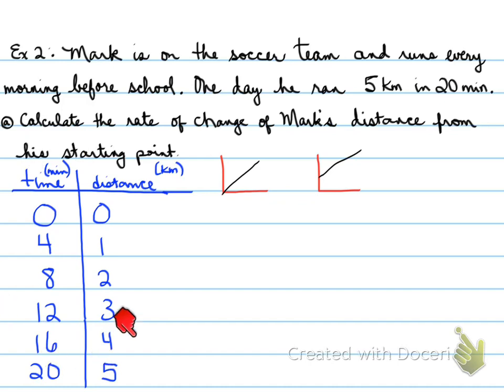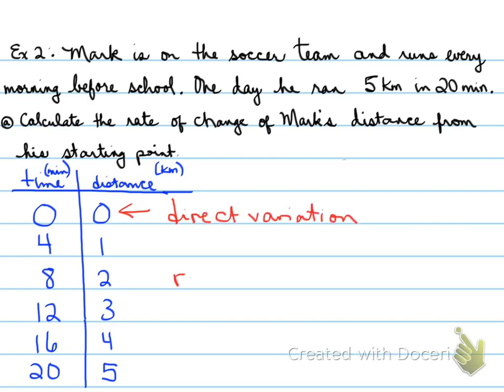What does this table represent? A direct variation or a partial variation? Well, by looking at the coordinates, because 0, 0 is in the table, we know for sure that this table represents a direct variation. Next, moving on. So there's our direct variation because it's 0, 0. And then we need to calculate the rate of change.